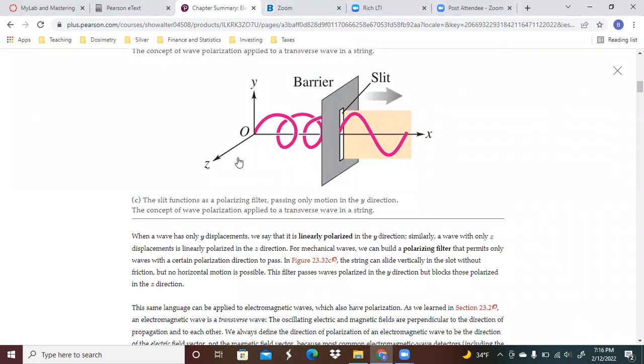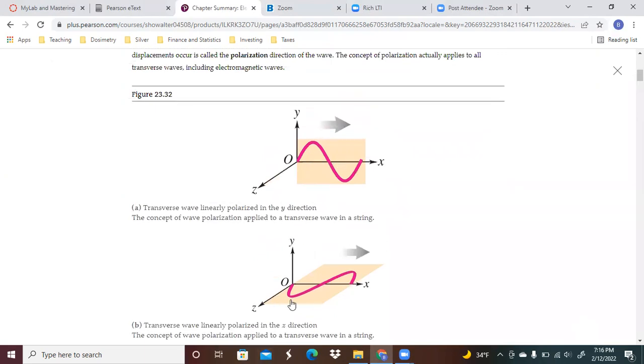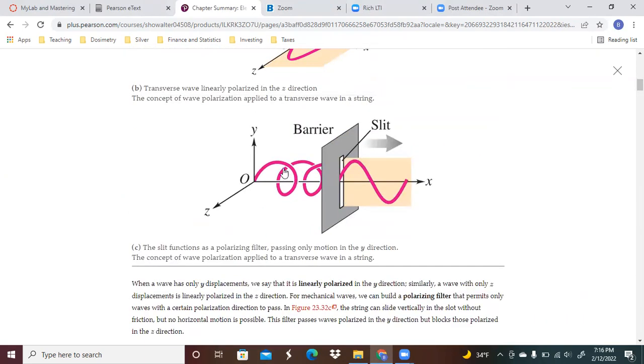So you've got a slit here through which this goes. This slit is going to function as a polarizing filter, passing only motion in the y direction. In other words, you've got oscillations going this way and that way, because you've got light that's unfiltered and it's coming through. What this particular barrier is attempting to do is to just get that light that is fluctuating up and down in the y direction.